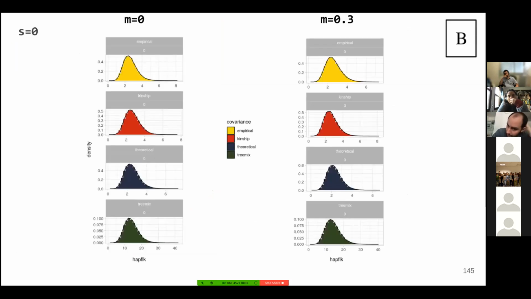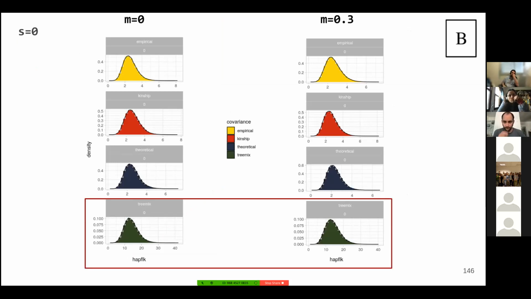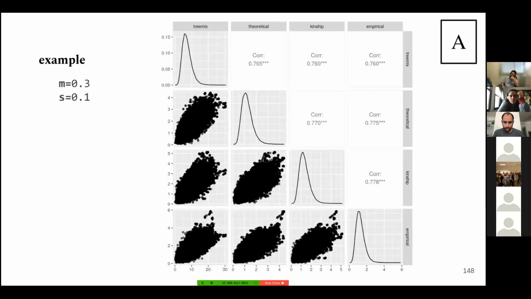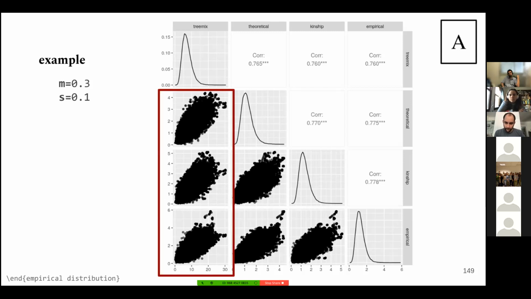So in the case of scenario B, we can see the same phenomenon happening, where the Trimix values are scaled to the right and they show a higher variance compared to the other methods. Here we can identify it more clearly in the example where M equals 0.3 and S equals 0.1. We can identify the linear relationship between the values of HAPFLK. In particular, regarding the Trimix method, we can see that it is linear, but the slope is not close to 1. The scale is different.